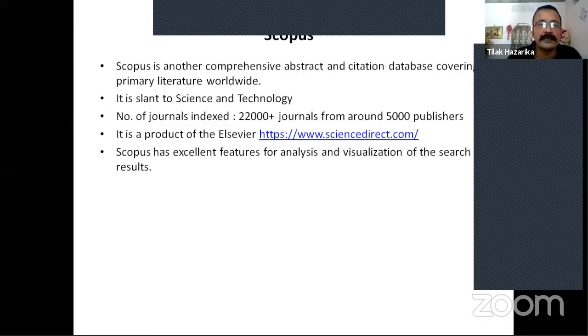And as I have already said, Scopus also has a very excellent feature for analysis and visualization of the search results. After searching the databases, you may get access to hundreds and thousands of literature, and you may sharpen or confine the search strategy by applying the advanced search features that I have already mentioned, applying Boolean search algebra, AND, OR, NOT, and some filtering mechanisms and different relevancy parameters, so that you can confine to a set of literature which exactly meets your interest.